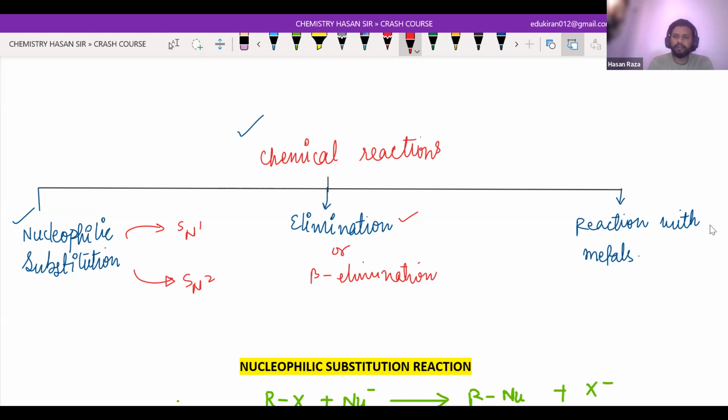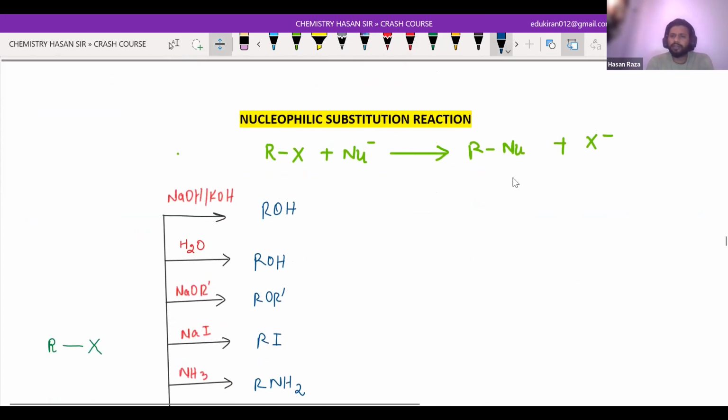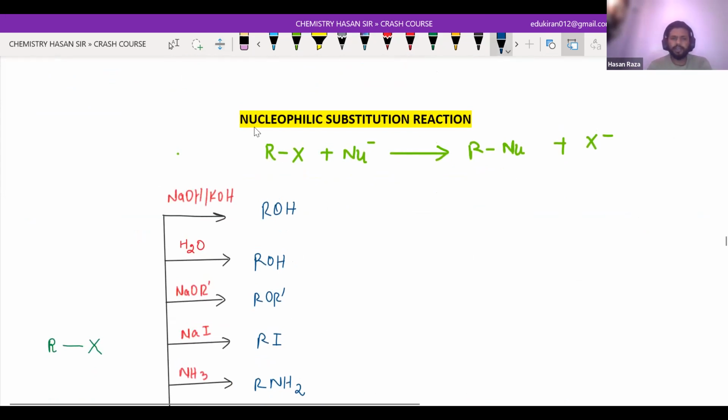So let's start nucleophilic substitution reaction. What is nucleophilic substitution reaction? Basically, you can see in the name it is nucleophilic. That means a nucleophile will attack. So this is your RX. X will take the electron from R, so there will be a positive charge on R, and the nucleophile will attack on this R, and the nucleophile is substituted. This reaction is known as nucleophilic substitution reaction.